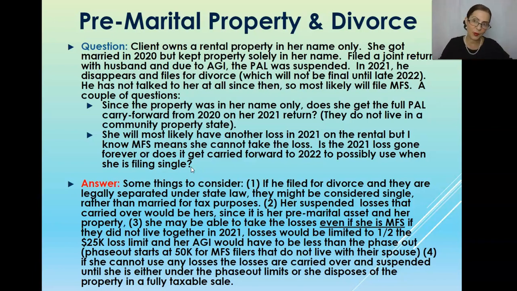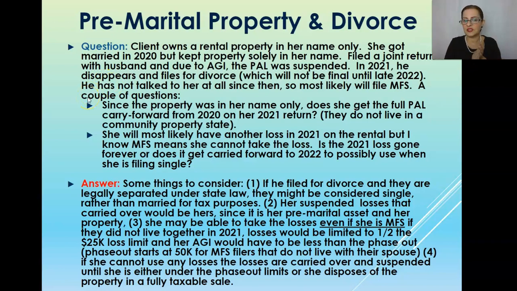Okay, it was premarital property. His name was never added to the deed. And now they're divorcing. So the losses and the property are going to continue to be reported on her return solely. Okay. They could potentially file jointly in 2021 because they're still married in 2021, but apparently he disappeared and they're not talking. So probably it's going to be MFS.